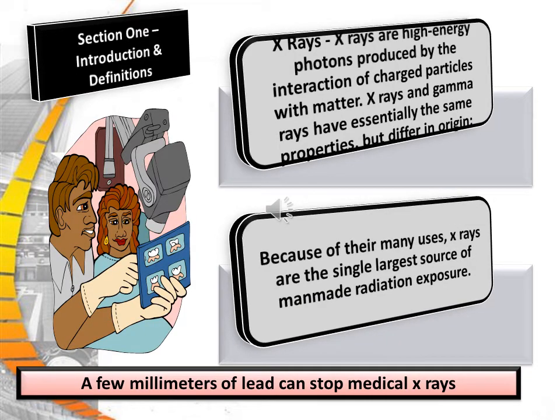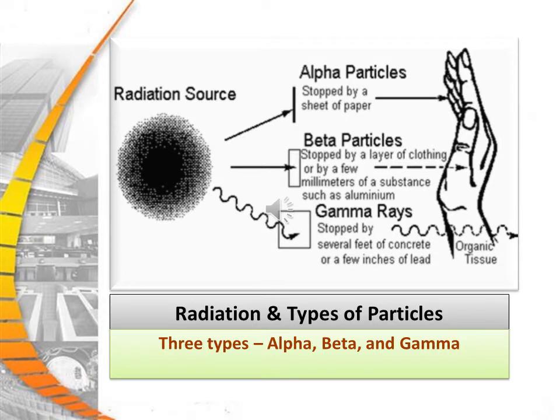X-rays. X-rays are high-energy photons produced by the interaction of charged particles with matter. X-rays and gamma rays have essentially the same properties but differ in origin. Because of their many uses, X-rays are the single largest source of man-made radiation exposure. A few millimeters of lead can stop medical X-rays. Here we can see graphically depicted alpha particles, beta particles, and gamma rays.